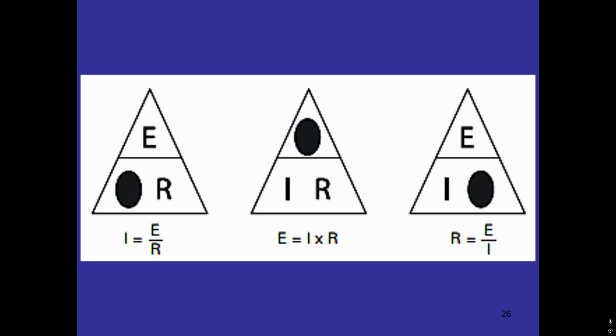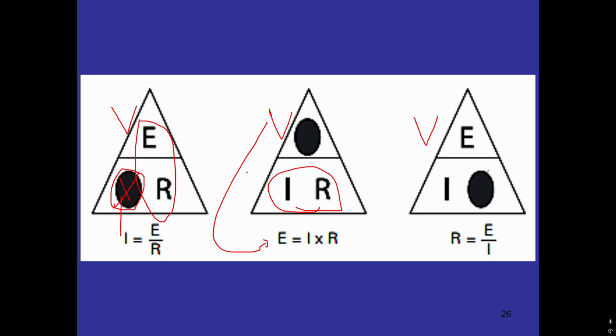There are three forms of Ohm's law. Say for example, E means voltage, both are the same, so you can put capital V. Suppose I want I, you close this, so I equals E by R. Suppose I want V, then V equals I into R. Suppose I want R, you close this, so R equals E by I. So these are the three forms of Ohm's law. Thank you very much.